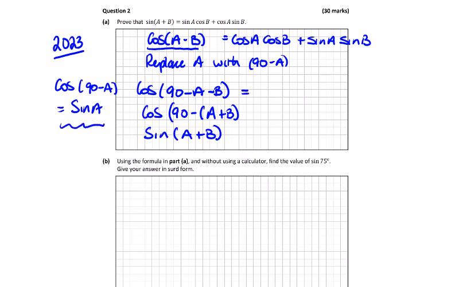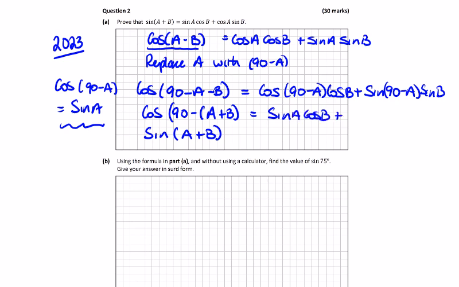And simplifying the right hand side, the cos of A becomes the cos of 90 minus A, which is the sine of A. So we have cos 90 minus A cos B plus sine 90 minus A, we're replacing A with 90 minus A, sine B, leading us to get sine A cos B plus sine of 90 minus A is cos A, cos A sine B. And that's hopefully what we have up above, sine A cos B and cos A sine B. I think that's the quickest approach to it.